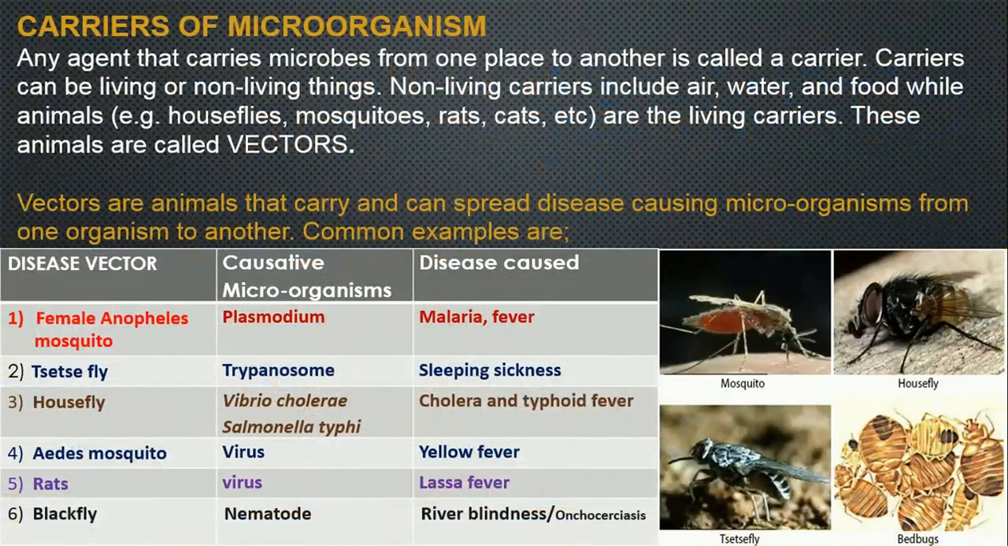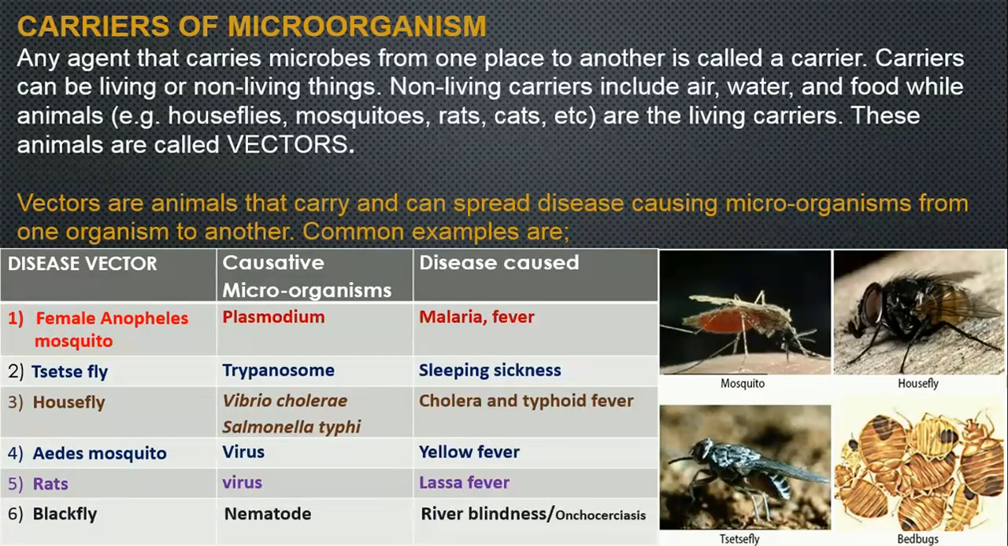We have carriers of microorganisms. Any agent that carries microorganisms from one place to another is called a carrier. Carriers can be living or non-living things. Non-living carriers such as air, water, and food are called non-living carriers. Animals are also carriers, but they are called living carriers. These animals, the living carriers, are what we call vectors.